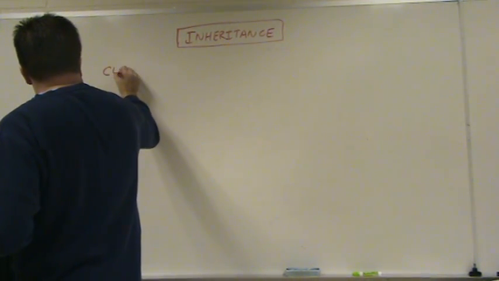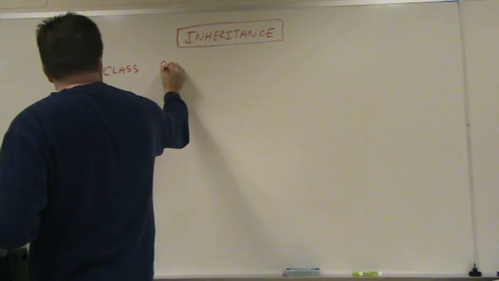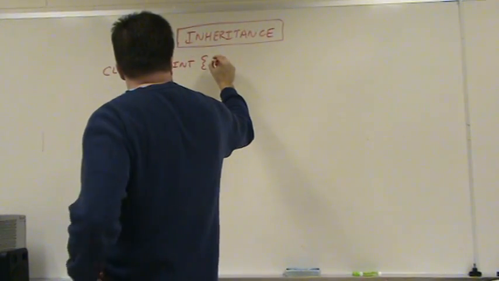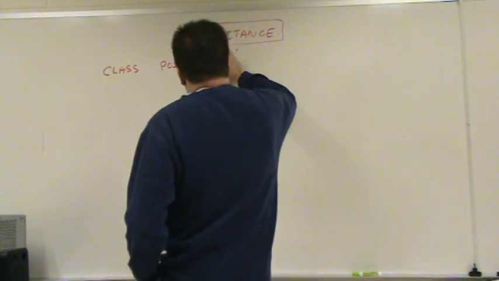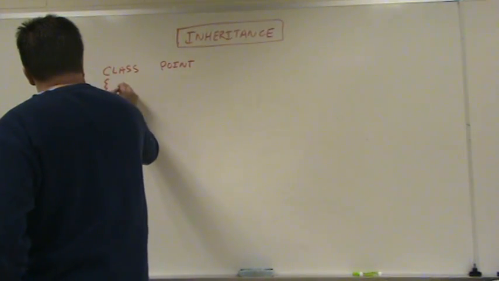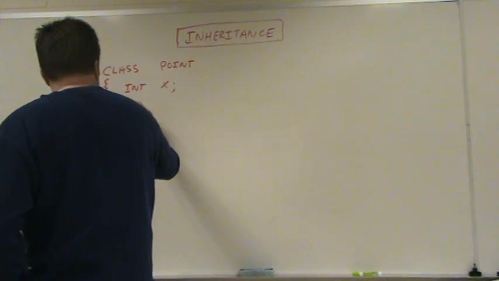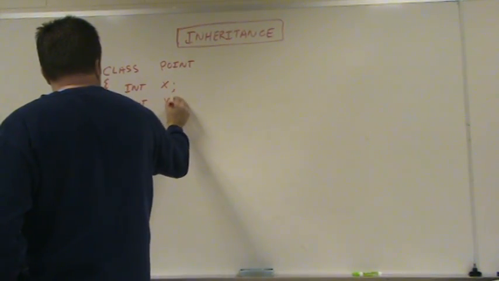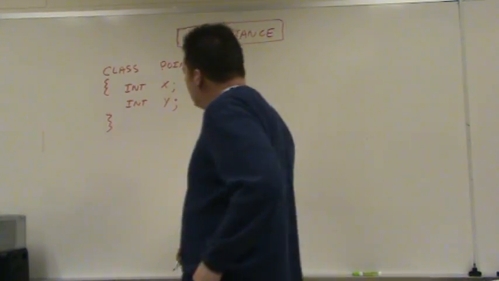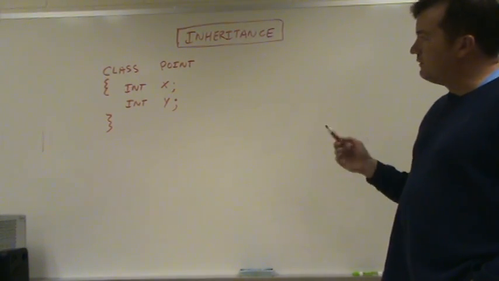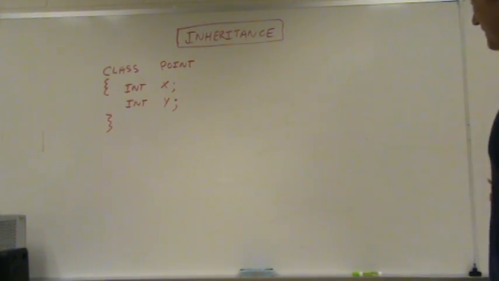So once we have a class, point, which has an int x and an int y. Do we have a constructor? Does this class have a constructor? No.